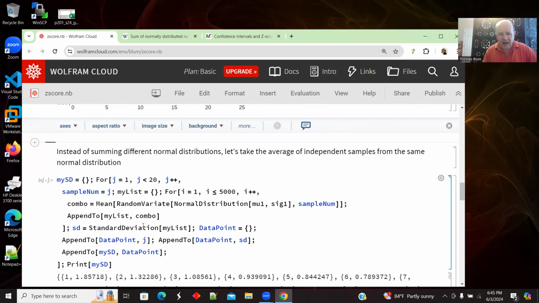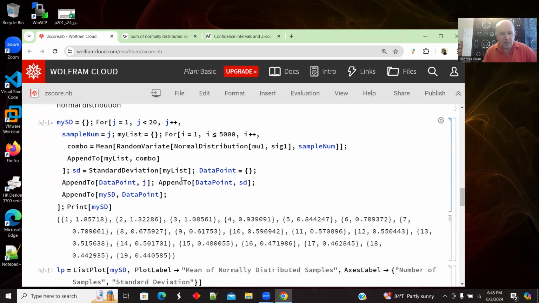And I am getting the standard deviation. So I'm figuring out, I'm adding the number of samples, j, and the standard deviation. So I want to see how the standard deviation of this mean varies with the number of samples I take. Okay, and that's supposed to be 1 over the square root of n. And I just want to sort of show that.